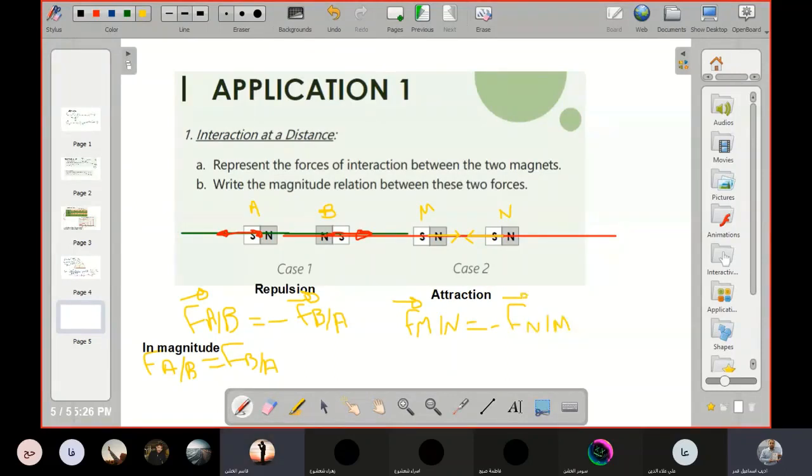Vectors: F_M on N equals minus F_N on M. And the magnitude, we chose a basis, F_M on N equals F_N on M, without vectors and without minus. So in magnitude, F_M on N equals F_N on M, without vectors. Yes. Okay, F_M on N equals F_N on M.